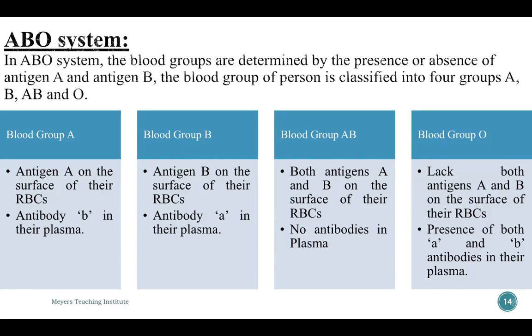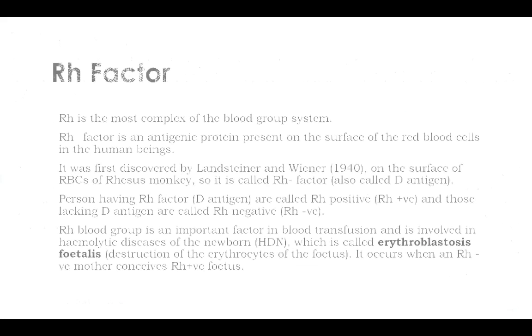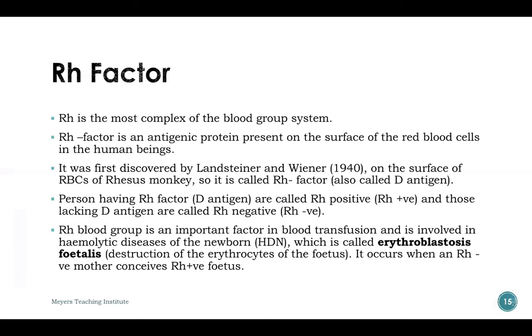Then there would be a question about what the RH factor and the RH system are in this whole ideology of blood groups. The RH is the most complex of the blood group systems. The RH factor is an antigenic protein present on the surface of the red blood cells in human beings, first discovered by Landsteiner and Wiener in 1940 on the surface of the RBCs of the rhesus monkey. Hence, it is called the RH factor, also called the D antigen. Persons having the RH factor are called RH positive, and those lacking this D antigen are called Rh negative.